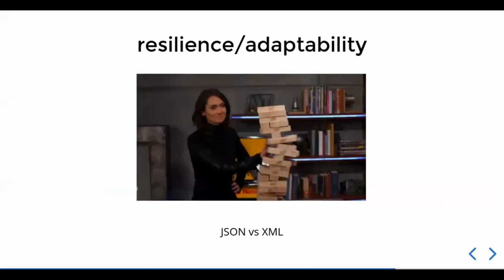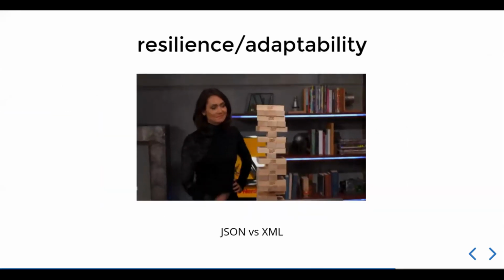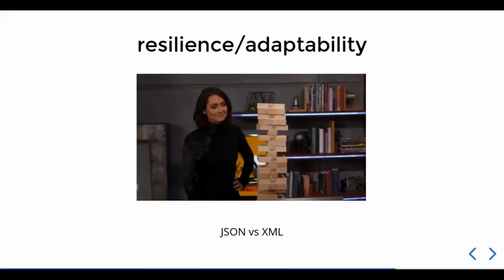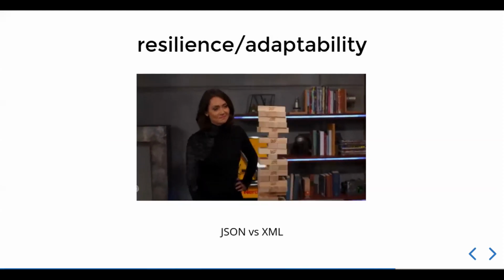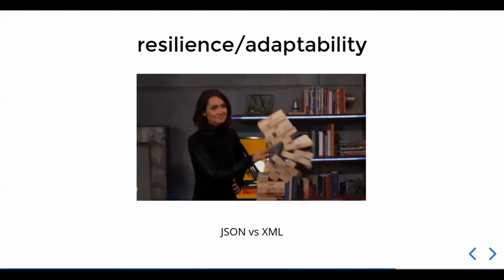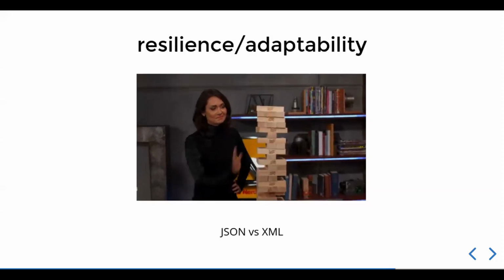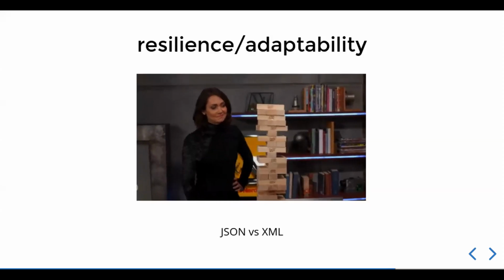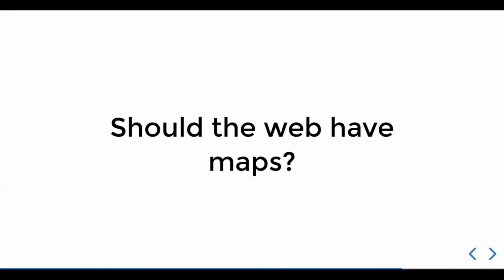So exposing these middle layers actually helps build resilience and adaptability. It helps make sure we're not biting too much off. And as the web changes, we have the ability to adapt. So what's all this got to do with maps? I know it feels like I'm a little bit off topic, but should the web have maps is the question we're asking. And yes, it seems clear, sure.